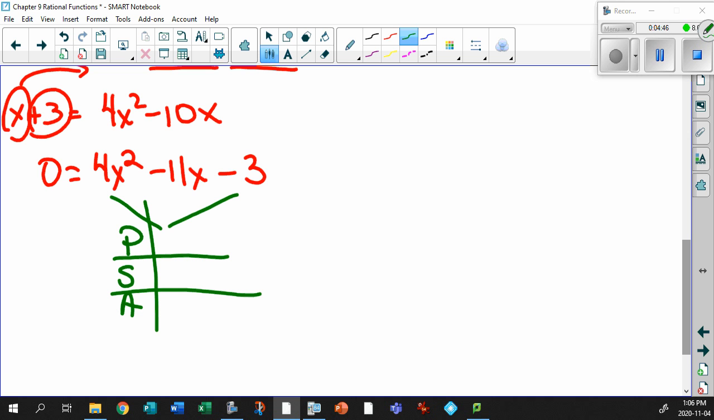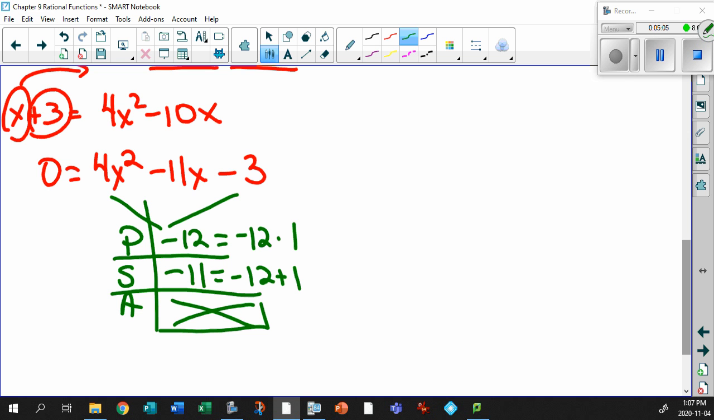Okay, 3 times, or I should say 4 times minus 3 works out to be minus 12. There's your product of minus 12. Your sum has to be minus 11. Remember, in PSA2, you don't have an answer there. Two numbers together that multiply to give me minus 12 is minus 12 and 1, because minus 12 plus 1 gives me my minus 11. Okay, 4x squared minus 12x plus 1x minus 3.